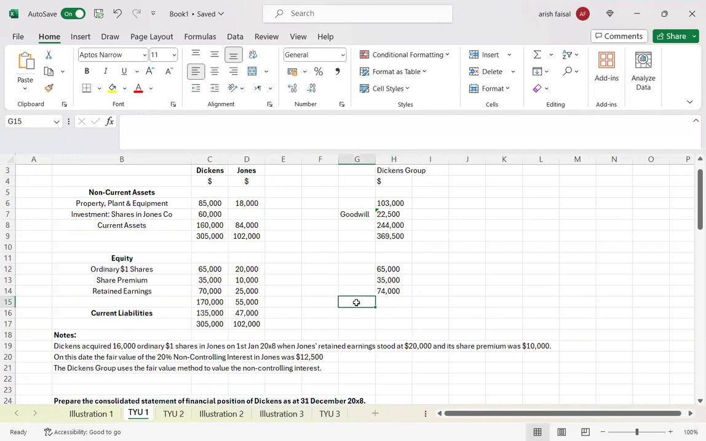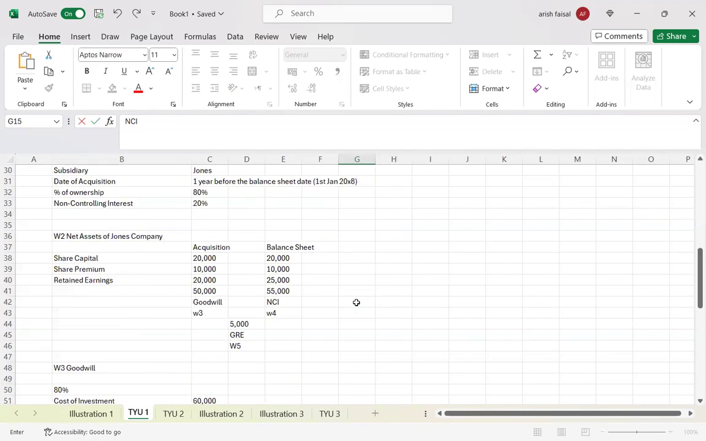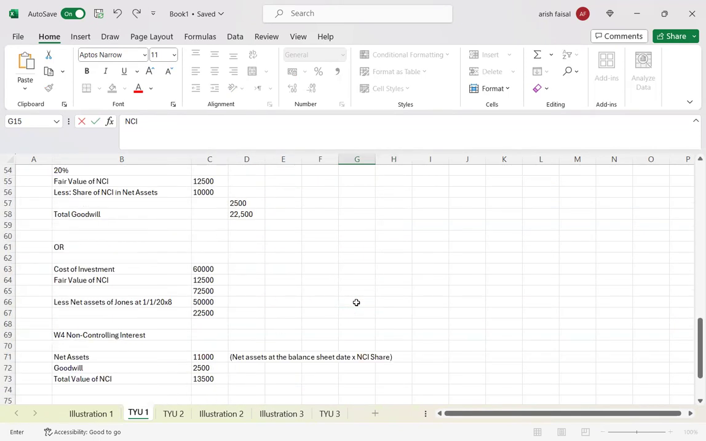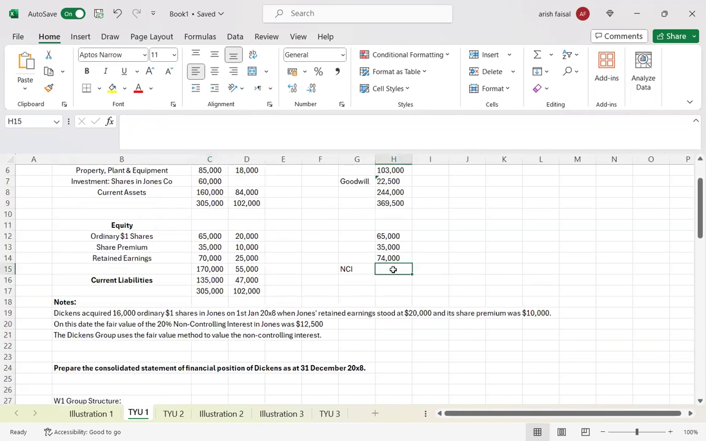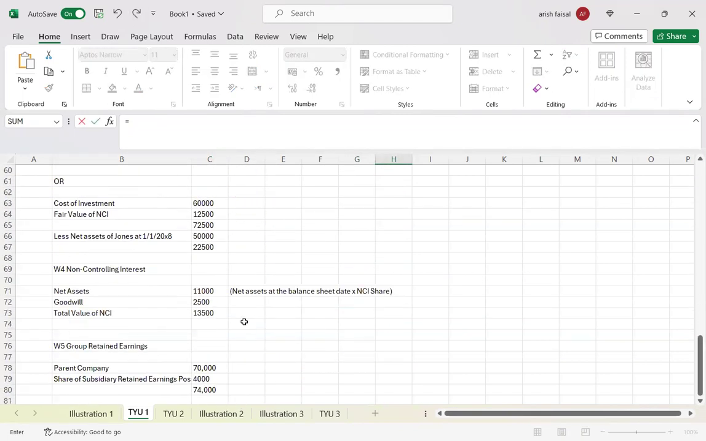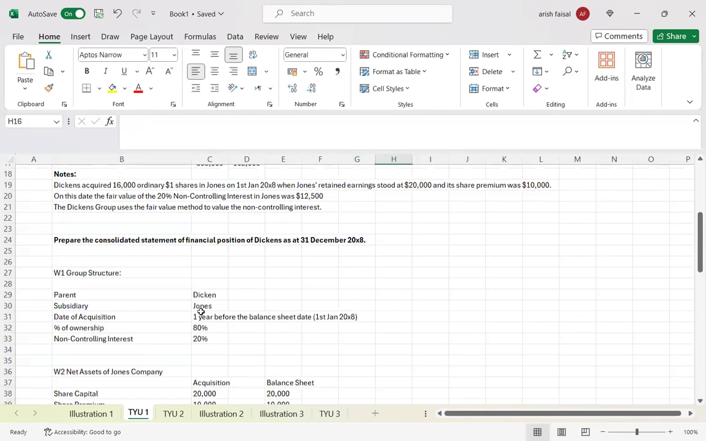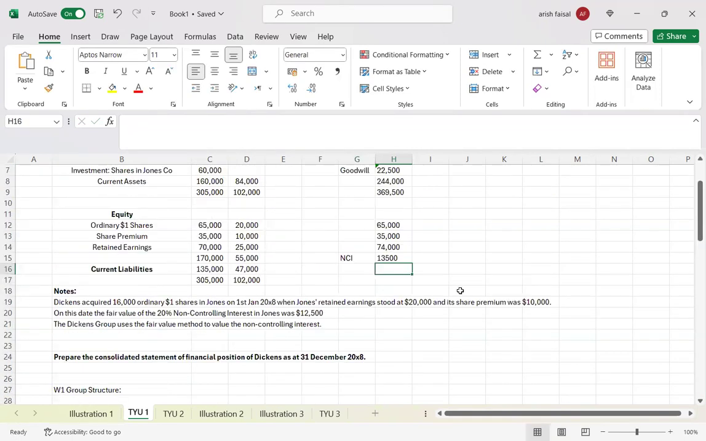But before we end up the equity, we have to work out the NCI. This part doesn't belong to us, so we need to show it separately. And this value will be from working number 4, which is 13,500, right? So here, liabilities, you can simply add them up, okay, which is 135 and 47. So that's 182 for your current liabilities.